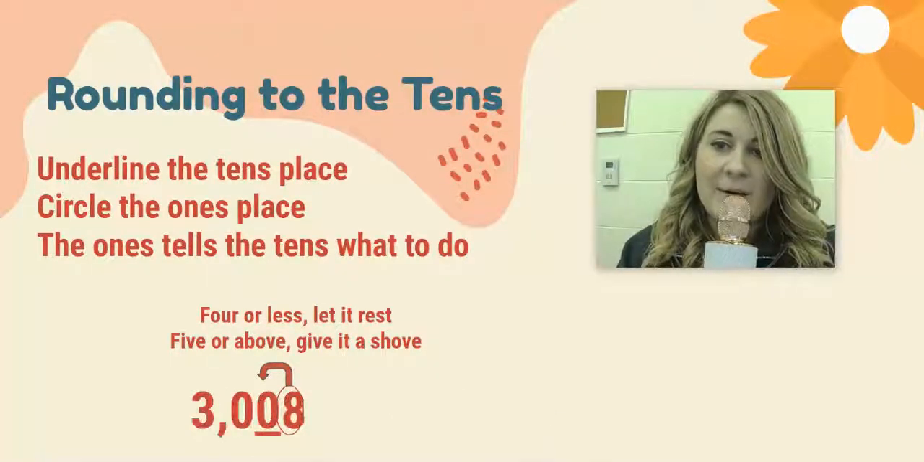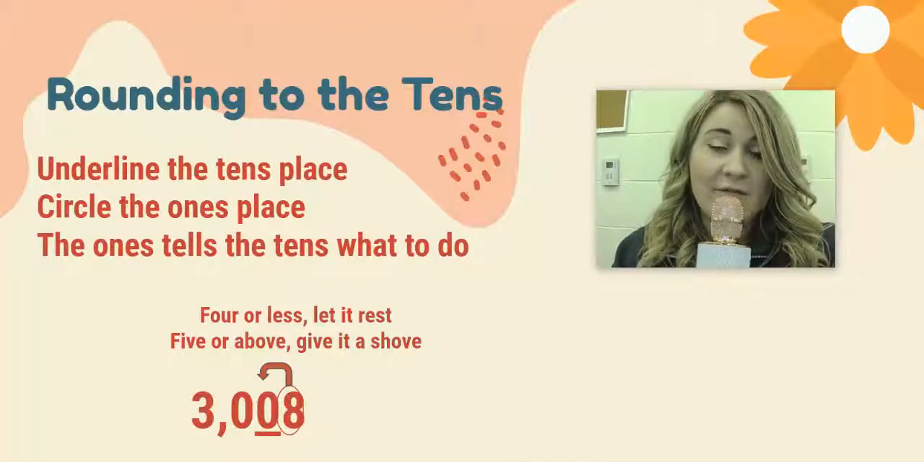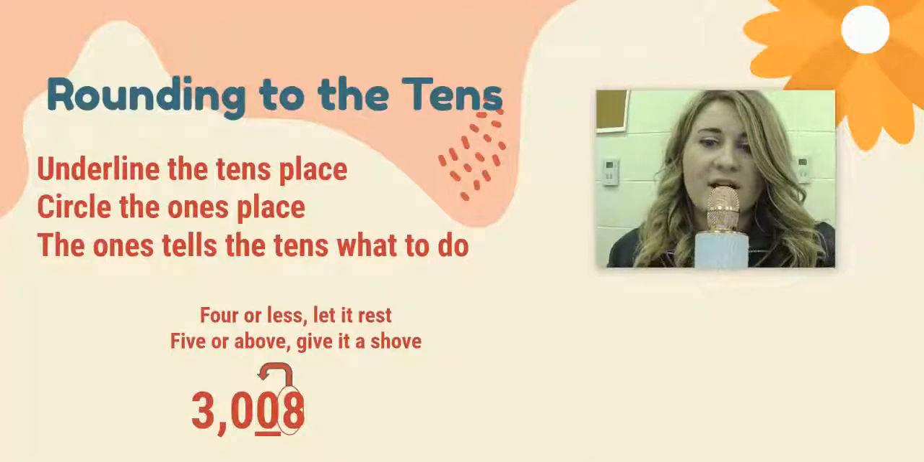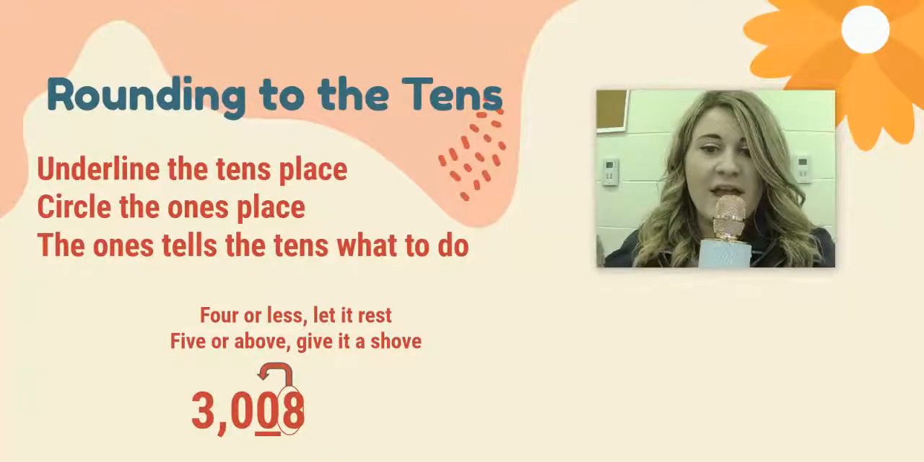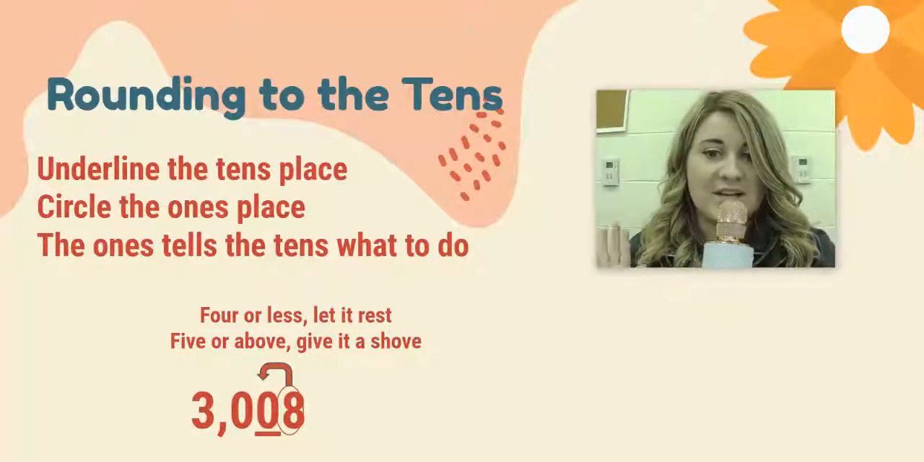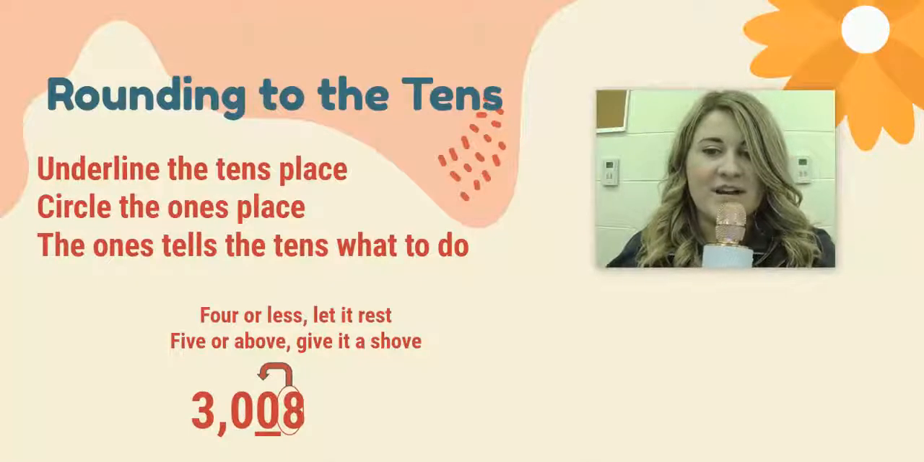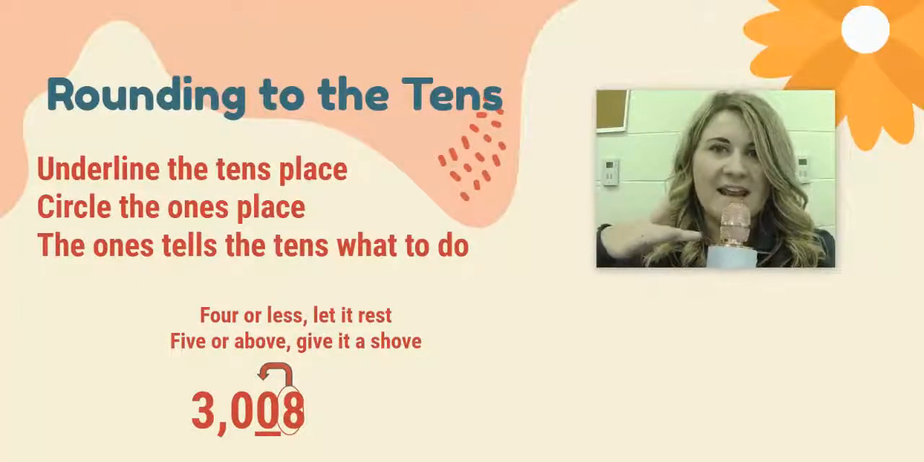Next, let's look at rounding to the tens place in a 4-digit number. We have 3,008 here. So we're still going to underline the tens place, which is a 0, and then we're going to circle the ones place, which is an 8. And the 8 is going to either tell the 0 to bump up or to rest. So let's think of our chant. 4 or less, let it rest.